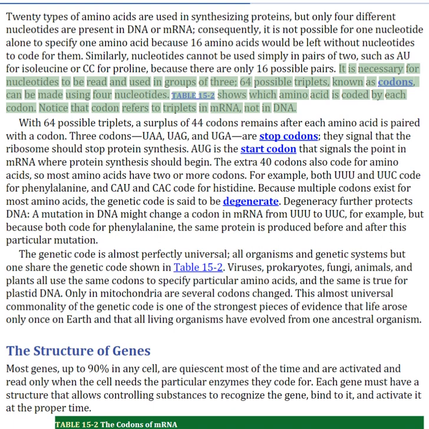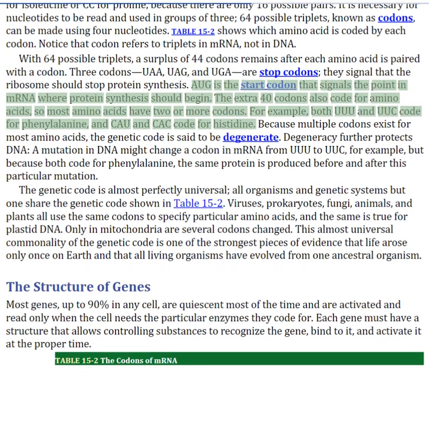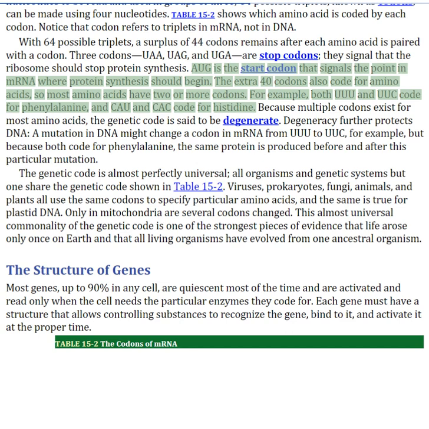64 possible triplets, known as codons, can be made using 4 nucleotides. Table 15.2 shows which amino acid is coded by each codon. Notice that codon refers to triplets in mRNA, not in DNA. With 64 possible triplets, a surplus of 44 codons remains after each amino acid is paired with a codon. 3 codons, UAA, UAG, and UGA, are stop codons. They signal that the ribosome should stop protein synthesis. AUG is the start codon that signals the point in mRNA where protein synthesis should begin.